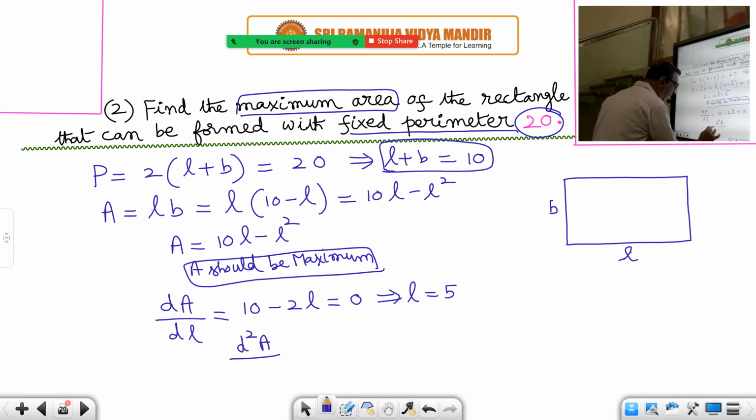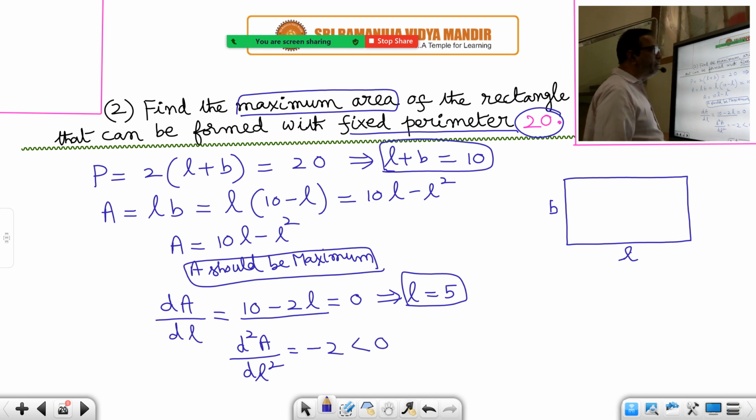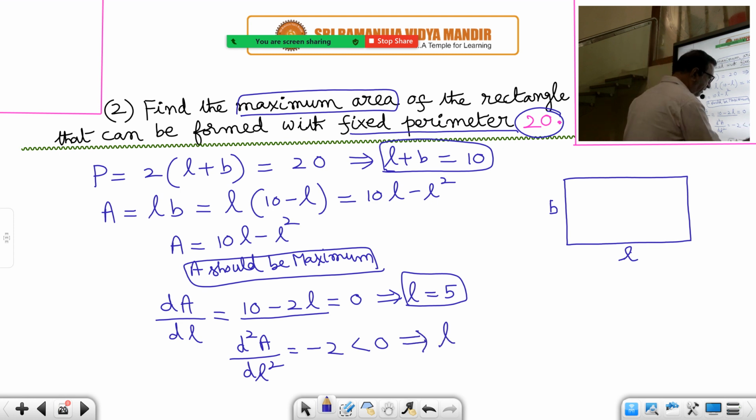d square A by dL square. When L is 5, because at L equal to 5 the derivative is 0, the function may have a local maximum or local minimum. Whether it is having local maximum or local minimum can be found by the sign of the second derivative, d square A by dL square. For 10 minus 2L, what is the derivative? Minus 2. Is it negative or positive? Negative. So second derivative negative means local maximum or local minimum? Maximum, sir. So second derivative negative means local maximum.